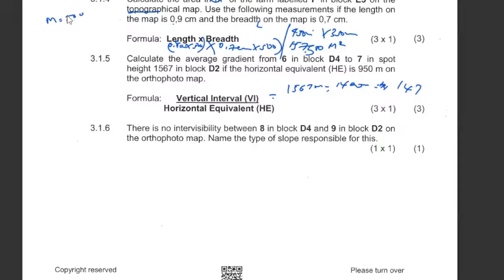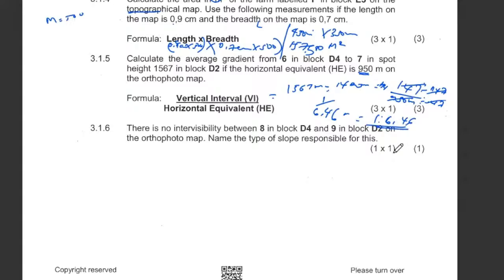Okay, 147. So the horizontal equivalent is already given, 950 meters. So you divide this by 950 meters. We divide by the smallest, 147. Also divide by the smallest, 147. 147 goes into 147 once. This goes into this how many times? It goes into that 6.46 meters. So the average gradient is equal to 1:6.46. Don't forget that the gradient is given in ratio format.